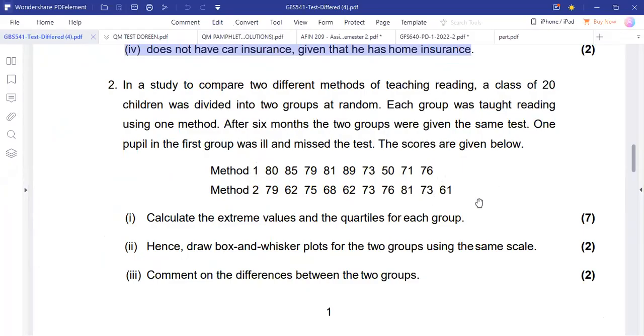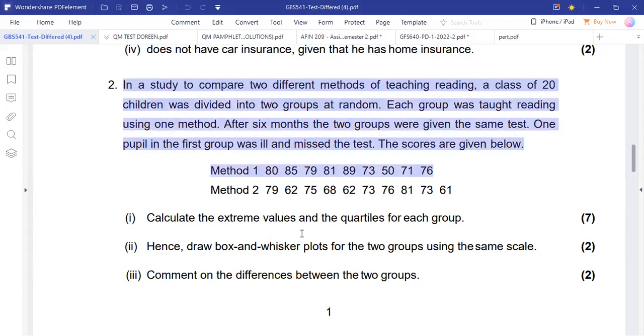Right, so we have question 2. In this study, we're asked to compare teaching methods on 20 children who were divided into 2 groups. Each group was taught reading using one method. After 6 months, the 2 groups were given the same test. One pupil in the first group was ill and missed the test. The scores are shown below: method 1, missing 1 pupil, and method 2. We're being asked to calculate the extreme values and the quartiles for each group, 7 marks.